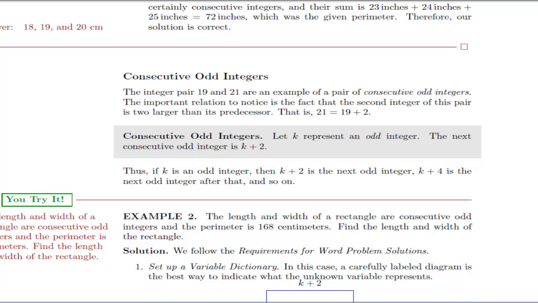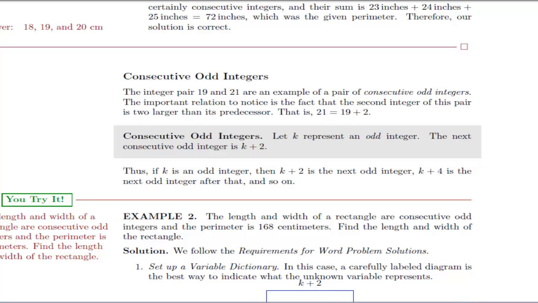Consecutive odd integers. The integer pair 19 and 21 are an example of a pair of consecutive odd integers. The important relation to notice is the fact that the second integer of this pair is 2 larger than its predecessor. That is, 21 equals 19 plus 2. Consecutive odd integers. Let k represent an odd integer. The next consecutive odd integer is k plus 2. Thus, if k is an odd integer, then k plus 2 is the next odd integer. k plus 4 is the next odd integer after that, and so on.